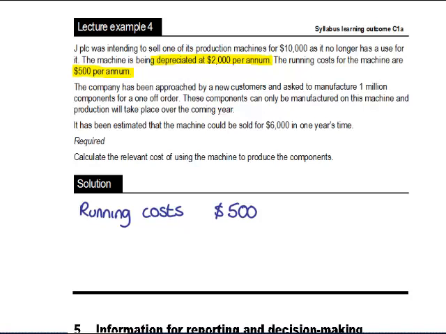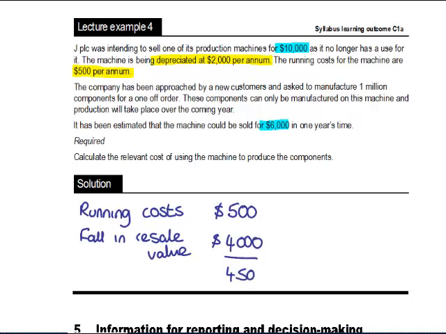And then finally, we can actually look at the resale value. Now, at the moment, they're intending to sell this machine for $10,000, but clearly if they use it, it's not going to be worth as much in a year's time, and we're told that the actual resale value will indeed have fallen to $6,000 in 1 year. So the other part of the relevant cost is the fall in resale value, and that is the difference between 10 and 6, which is $4,000. So the total cost is going to be $4,500, and that's the relevant cost of using this machine.